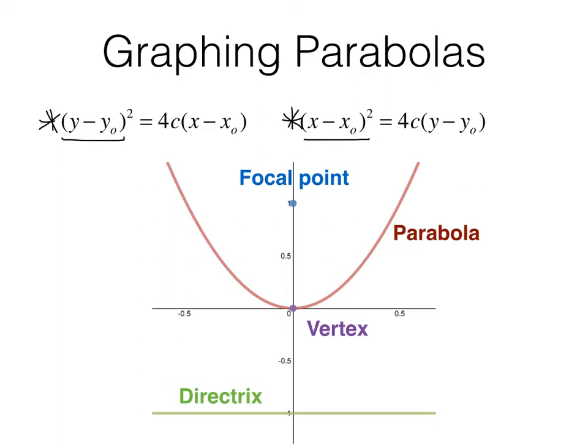Each parabolic graph will consist of four pieces: the focal point, the vertex, the directrix, and of course the parabola itself. The focal point and the vertex are both coordinate points x, y, where the directrix, depending on the orientation of your parabola, will be either a vertical line or a horizontal line.